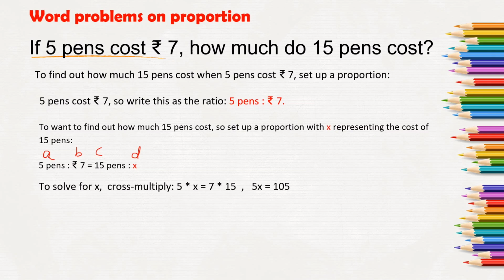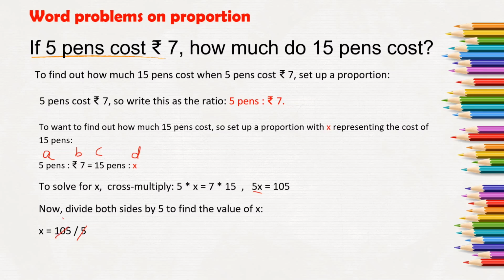Next, we'll have to solve for x. So what should we do? Divide both the sides, right? So x equals 105 by 5. What times 5 is 105? 21 times is 105, correct? So x equals 21. So the 15 pence cost rupees 21.